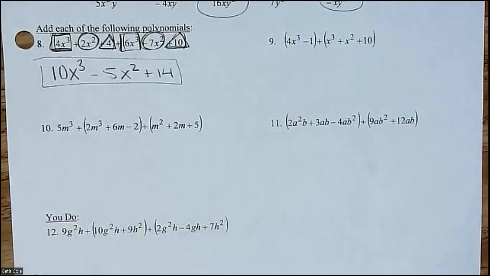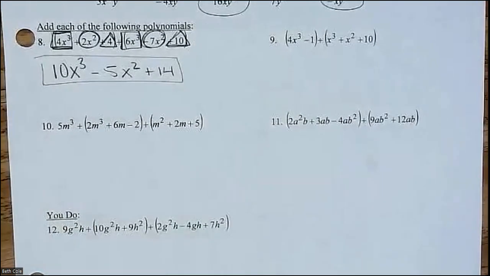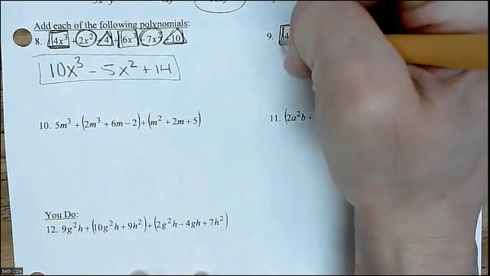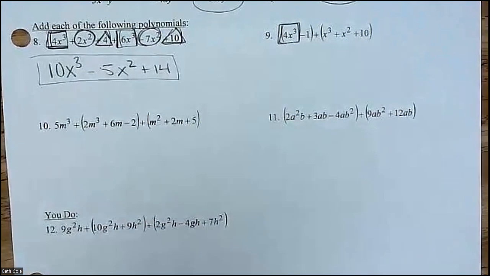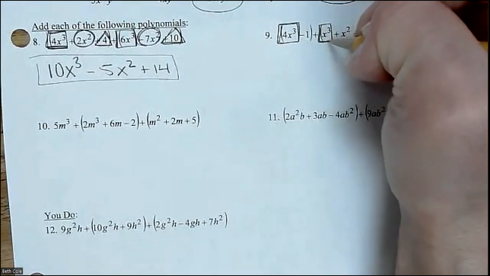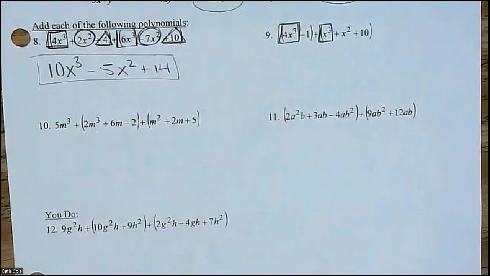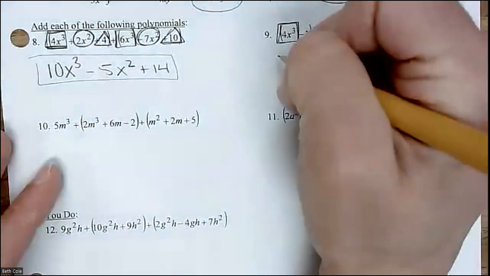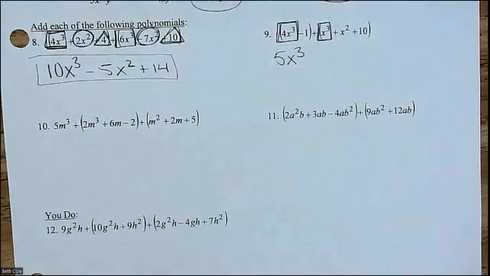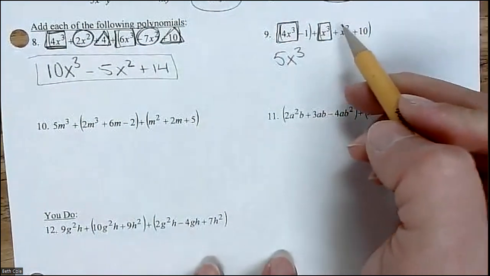All right, let's try it again. I'm going to do a few more, and then I'm going to give you guys one to try. Okay, so here I have a 4x cubed. I'm going to put a square around that. And then you're looking for another x cubed. X cubed. Okay, good. So if you have 4x cubed plus 1x cubed, that would be 5x cubed. Good, perfect.